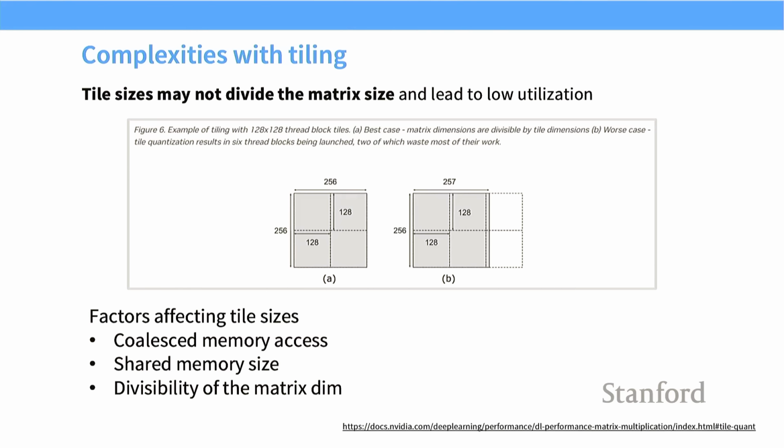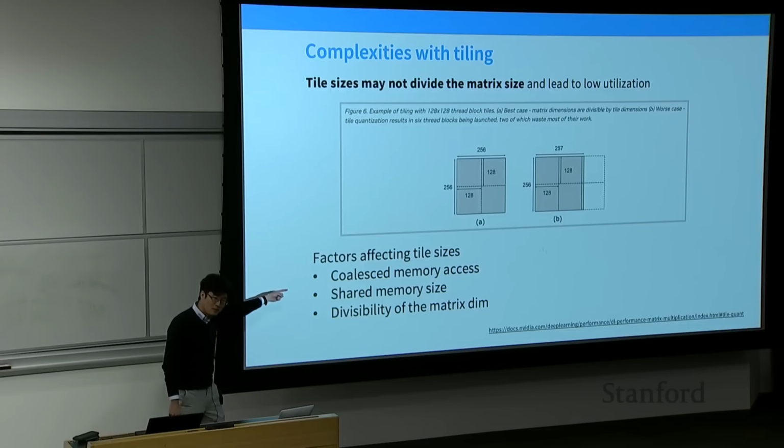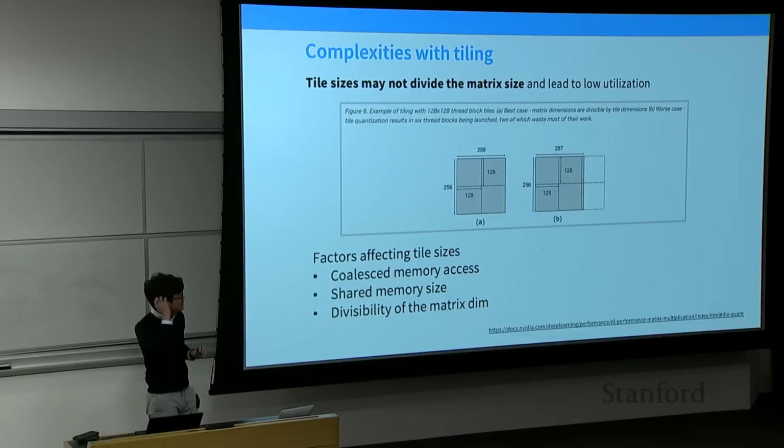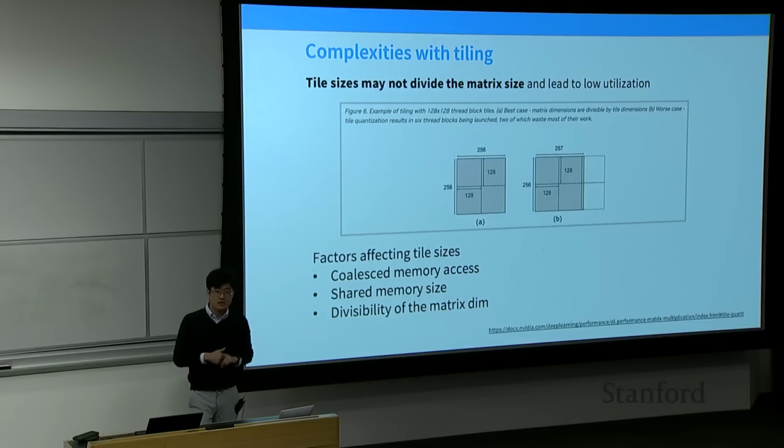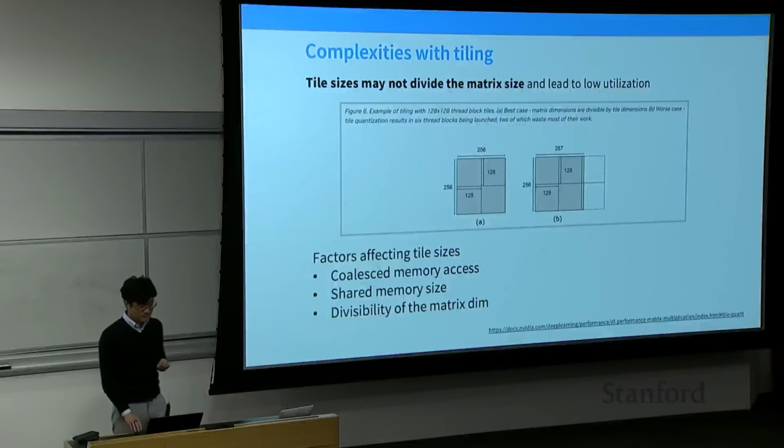So you have to basically optimize your tile sizes to try to avoid these kinds of scenarios. But in reality, there's a lot of complex things that go into setting the tile size, right? Remember, you have to coalesce your memory accesses, so you have to think carefully about that. You have to not exceed your shared memory size, so the tiles can't be too big. And you have to divide the matrix dimension hopefully evenly or as close to evenly as possible so you don't end up with this situation of an underutilized SM at the very end here.